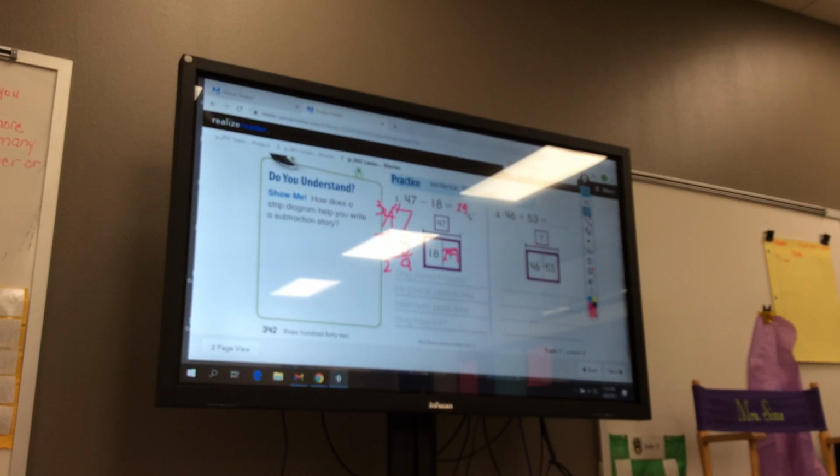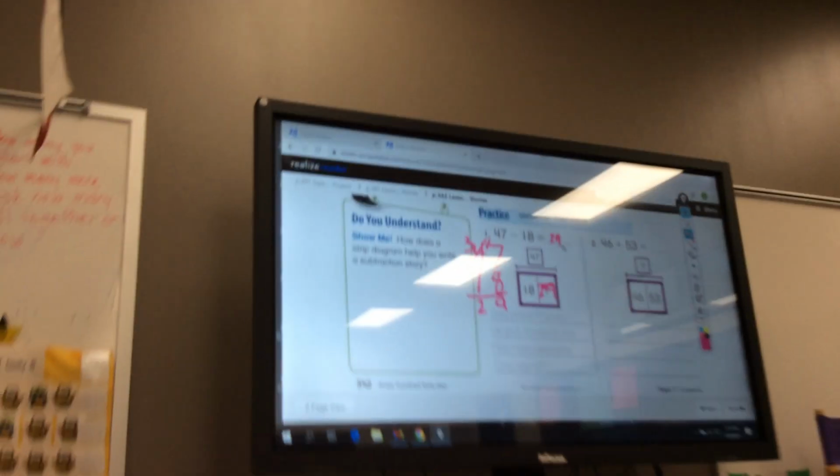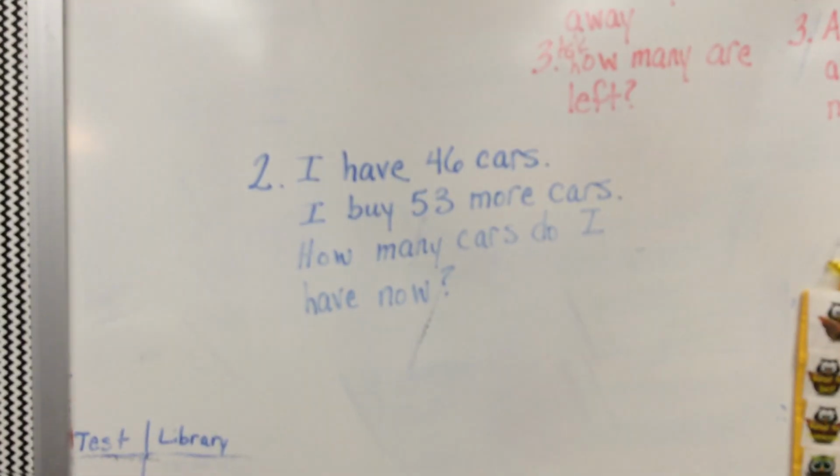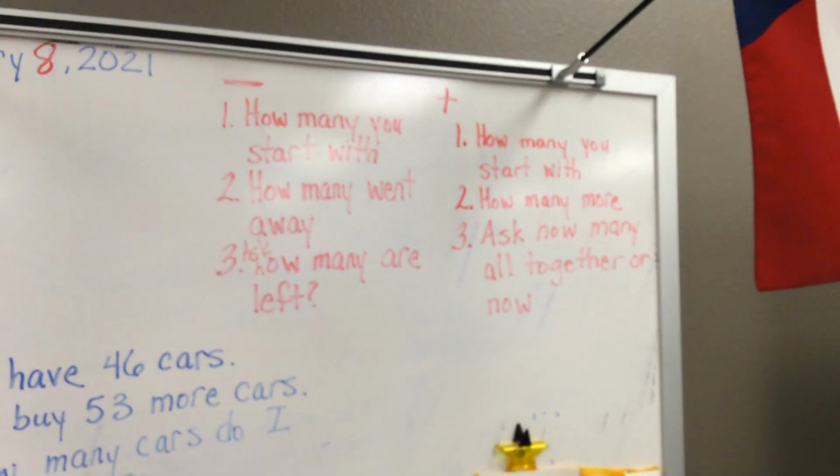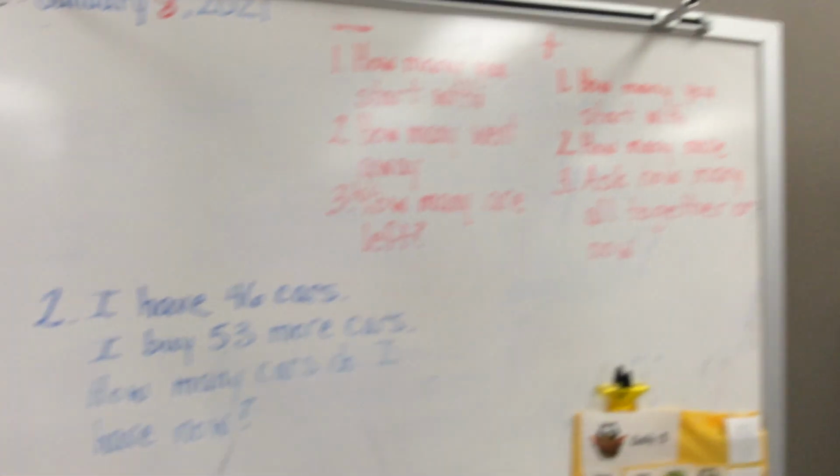All right, somebody give me my third part, Brecken. We have to ask how many altogether or now? How many cards do I have? Okay, good. How many cars do I have now? Okay, you should be writing that down so that you have another example of an addition problem. This is for number 2 on page 342. Okay, we're using those rules up there. Okay? Then we're going to solve.